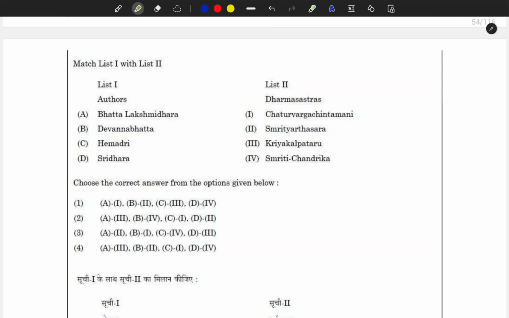So here see that I actually have an idea about this Chatur Varga Chintamani, and it was written by Hemadri. I only had an idea about this literature. So let's see if we can eliminate a few of the options. We can eliminate this option and this option. So we can play a 50-50 here, but the correct option is second.